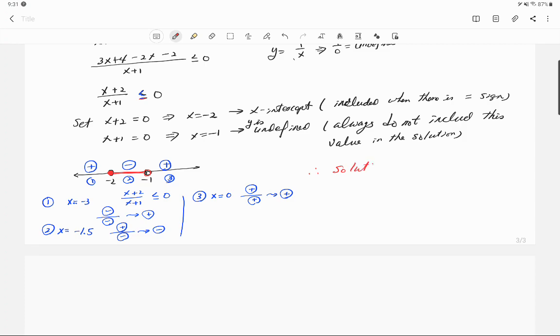So the solution is this inequality. X has to be greater than or equal to 2 and less than negative 1. And 2 is included, so there's an equal sign. Negative 1 is not included, so there's no equal sign. In interval notation, you can write it as bracket 2 all the way up to negative 1 and then close parenthesis.